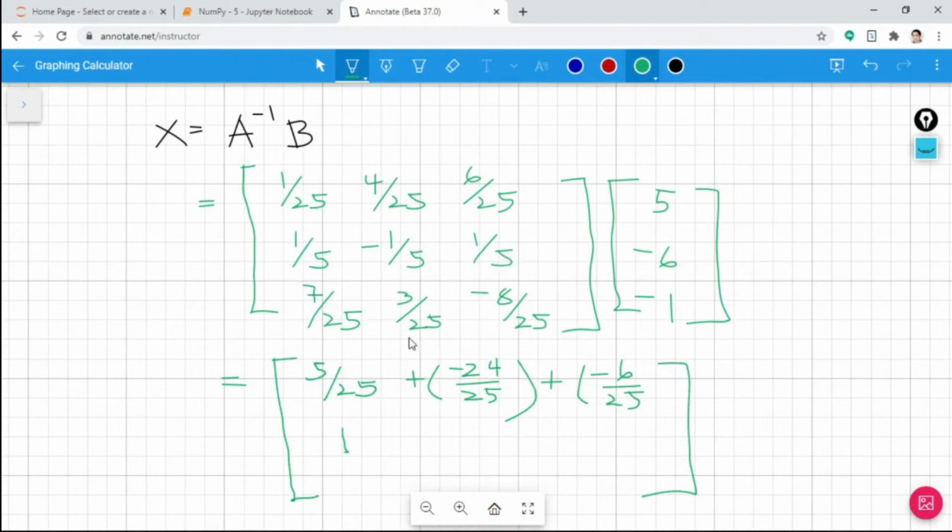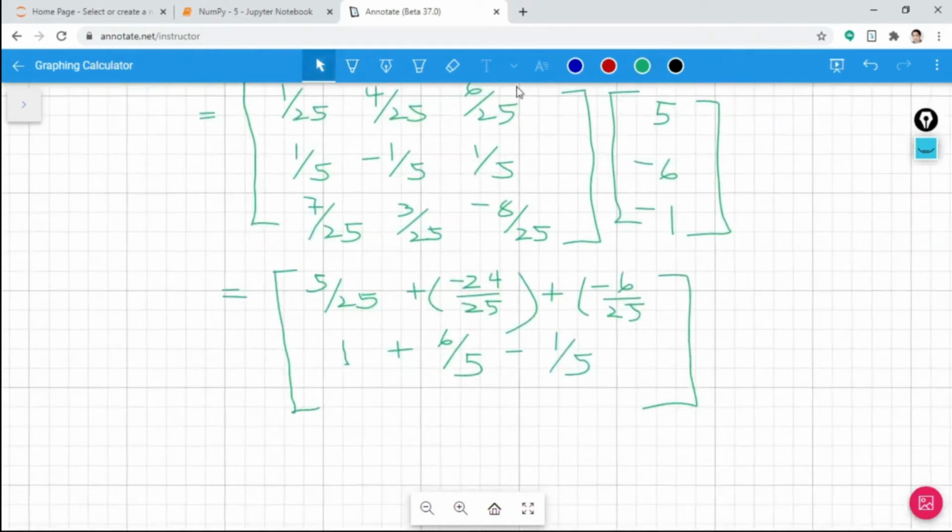So this one is, so we have this 1/5 times negative 6. So we will have a plus 6 over 5. So 1/5, so this one is minus 1/5. Okay, so next one, so we can do this.